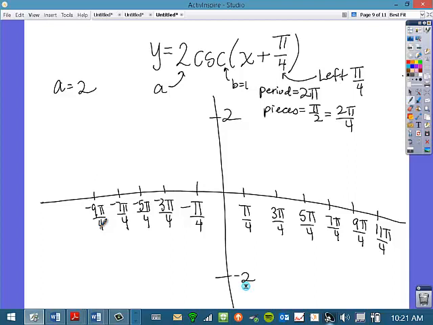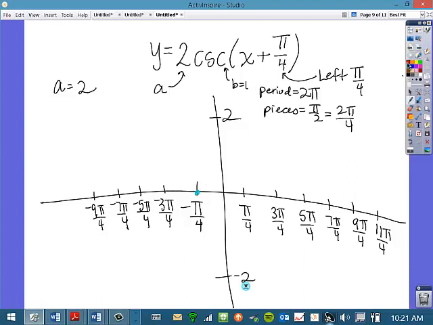Alright, I want you to notice though, 0 is not one of our tick marks. 0 is not a tick mark. I'm starting at negative pi over 4. And this is cosecant. I'm going to start by graphing sine. So I'm graphing sine. Sine starts in the middle.